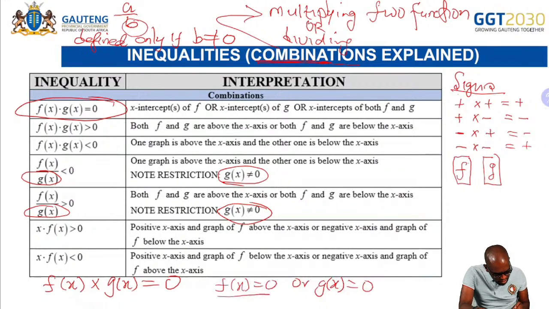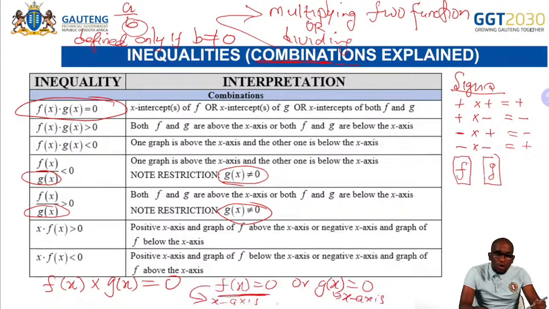So where is f of x equal to 0? It's at the x-axis. Where is g of x equal to 0? At the x-axis. It is equal to 0 when the graph intersects the x-axis. It is the x-intercept of the graph. So that's where we're going to start with our knowledge.